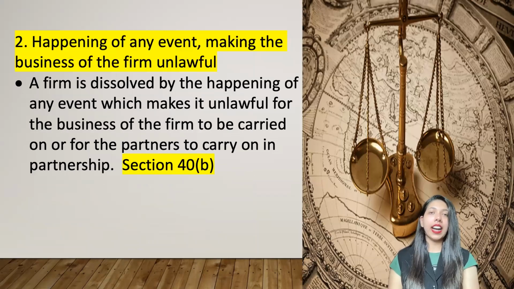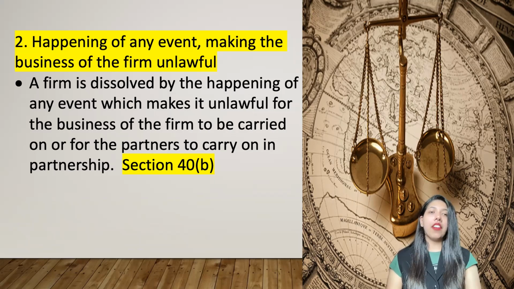Next is the second point under compulsory dissolution, that is, happening of any event making the business of the firm unlawful. So I'll explain it in very simple words. For example, me along with my partners, we were doing a legal business which is purely legal and there is no complication, but later on it turned into an unlawful business, or there is an element of illegality. If that is the situation, the firm has to shut down immediately and we have a compulsory dissolution.